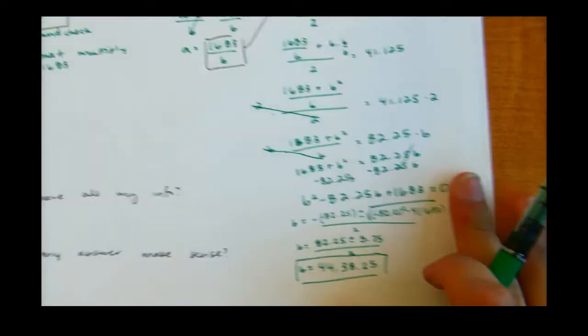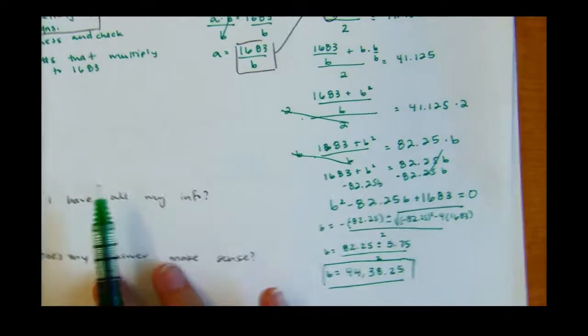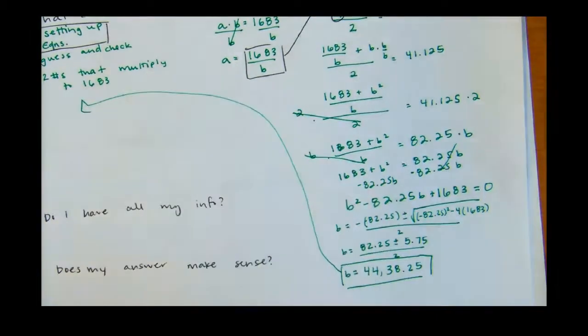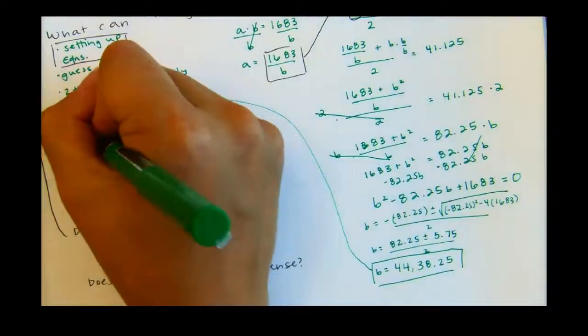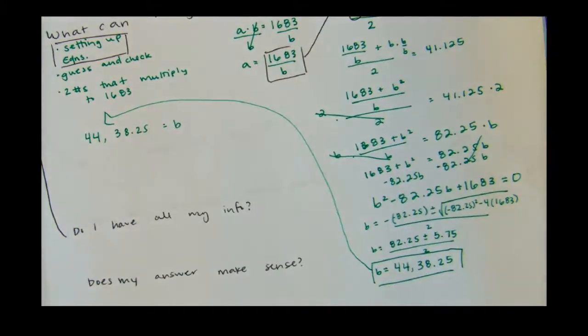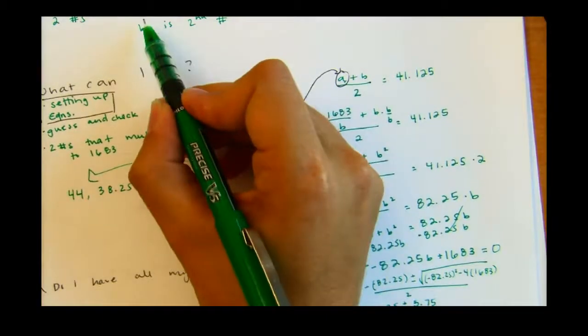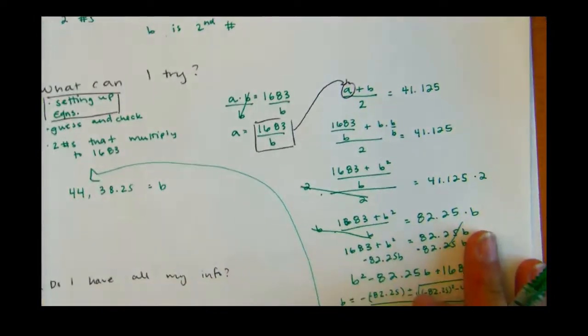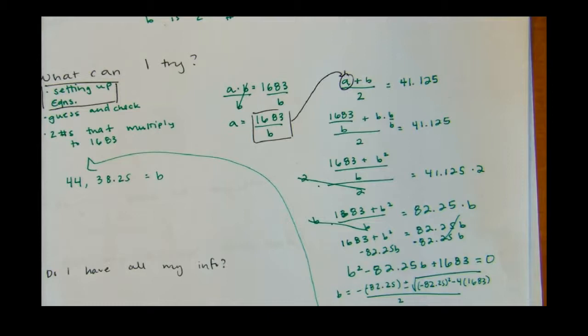So now I want you to ask yourself, do you have all of your info? And your answer should actually be no. So I've got two numbers, 44 and 38.25, but right now I'm saying they're both equal to b. And I need to figure out what a is. So take a moment and think, how can I figure out what a is?